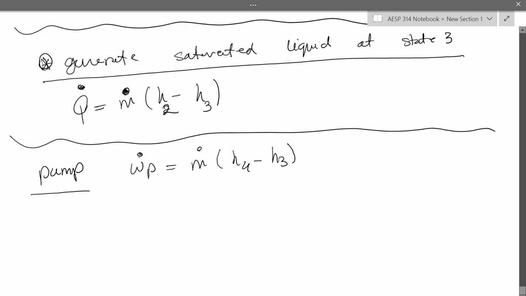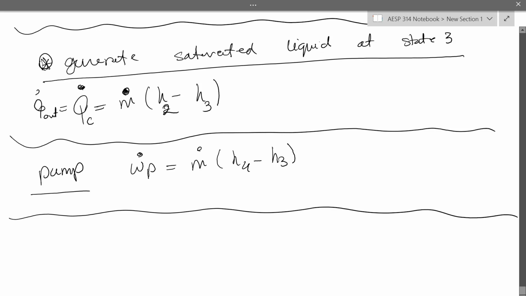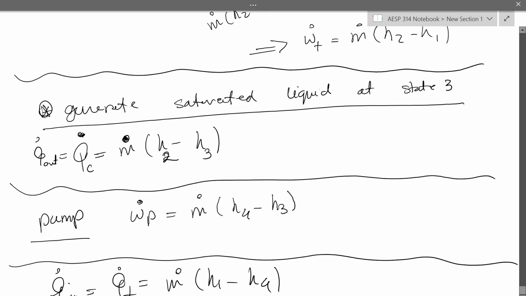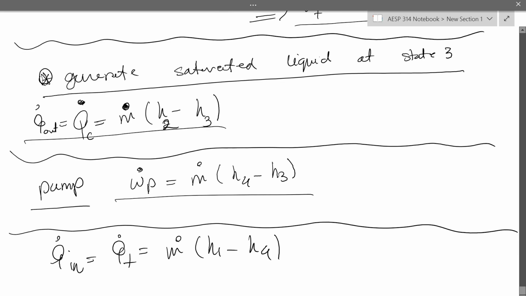And this is Q dot of condenser, or also Q dot out. Just because we wanted to remain consistent with the sign convention, it should be H2 minus H3. And Q dot in, or Q dot of boiler, that is going to be between station 1 and station 4. It's going to be m dot H1 minus H4. So these four equations are going to be your main equations that are going to help you analyze a Rankine cycle.